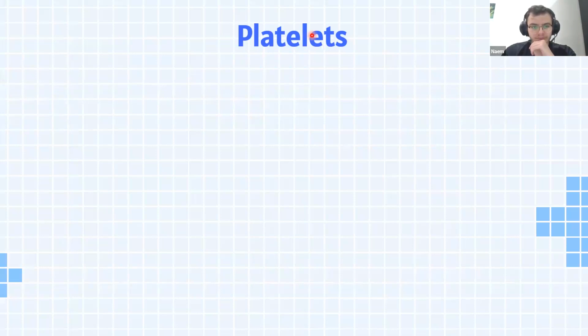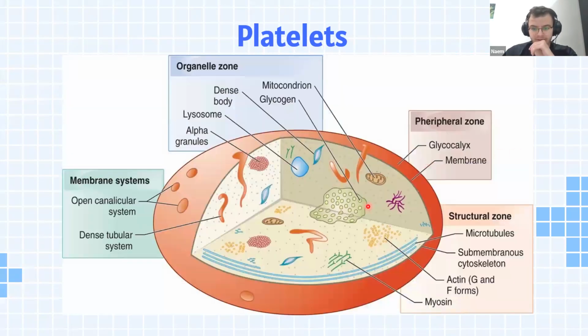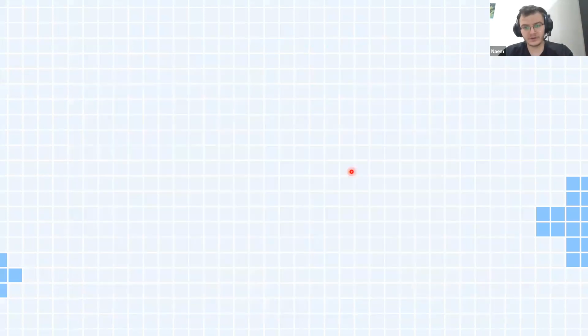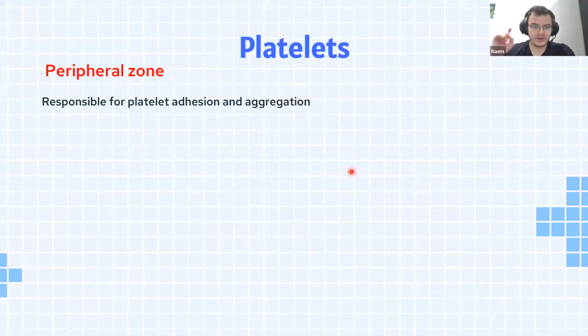Okay, so first of all, this is the platelet. We divide it into multiple zones: peripheral zones, organelle zones, and a membrane system. We'll talk about that later, but we need to focus here on the membrane zone and the organelle zone. First of all, the peripheral zone. It's responsible for platelet adhesion and aggregation.